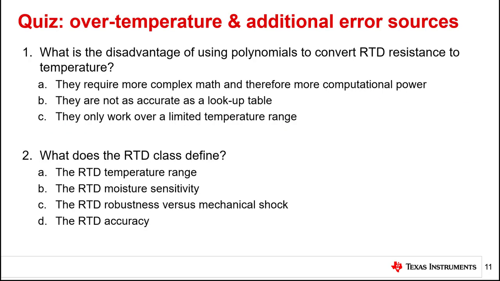Question 1. What is the disadvantage of using polynomials to convert RTD resistance to temperature? The correct answer is A. They require more complex math and therefore more computational power.